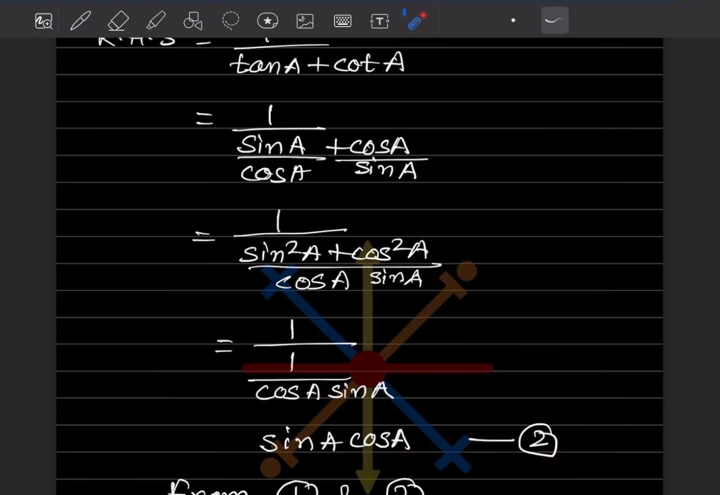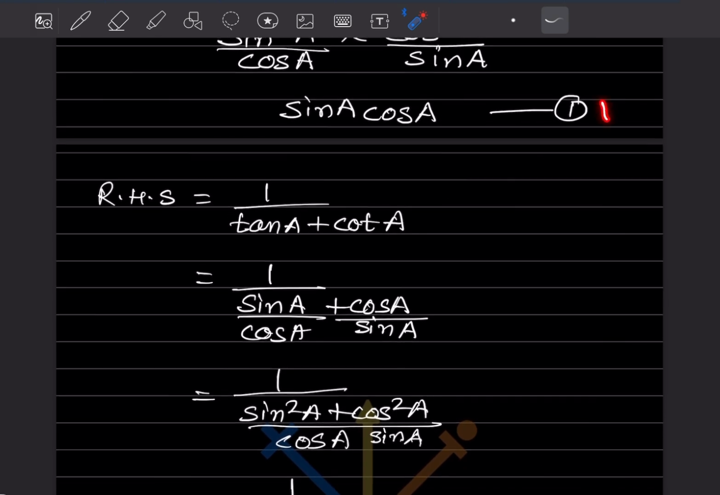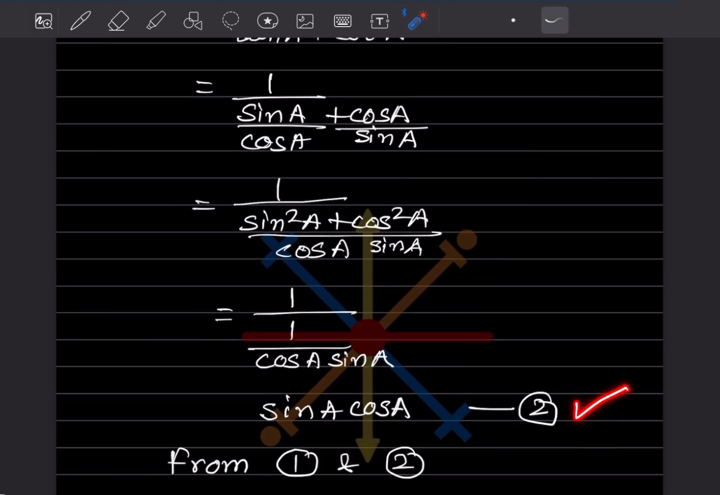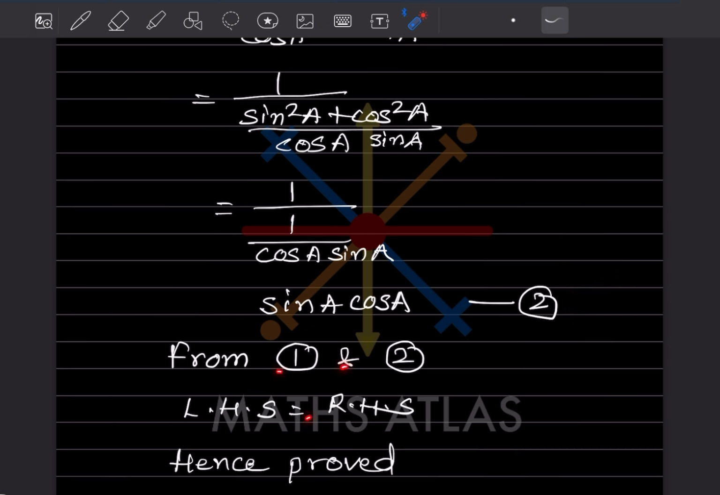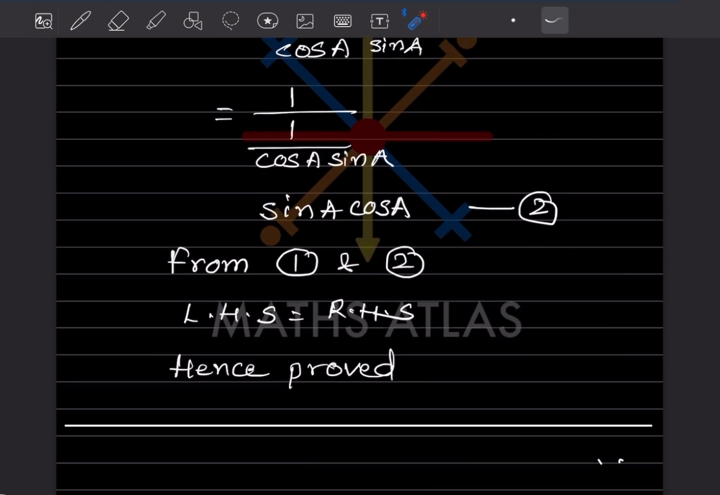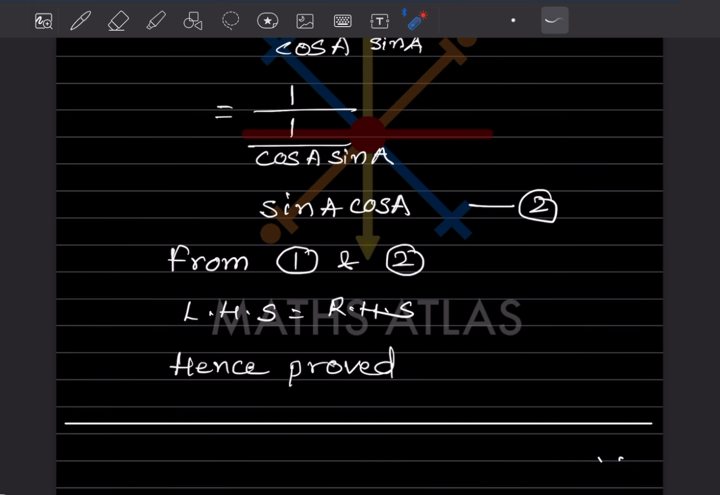Why did we write that instead of writing cos a sin a? Because 4 into 5 is 20 and 5 into 4 also is 20 in multiplication. We can write it other ways. So this is 1 and this is 2, both are the same. So from 1 and 2, LHS is equal to RHS, so that is proved. So by this we have completed today's work.